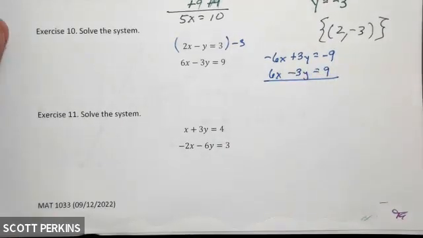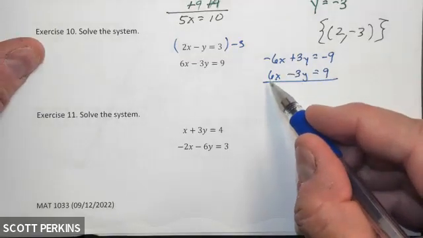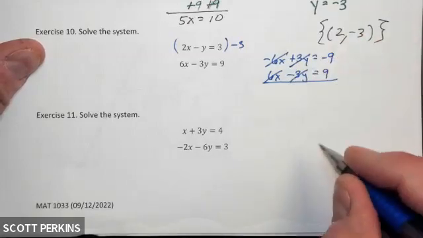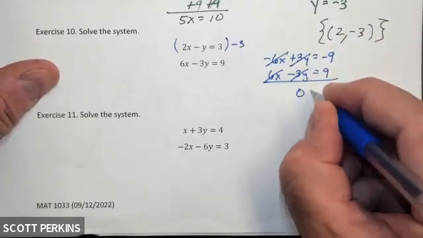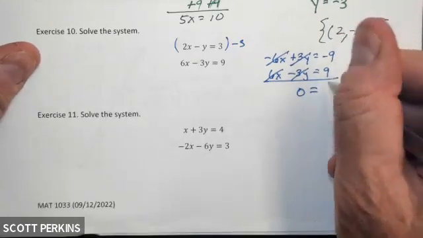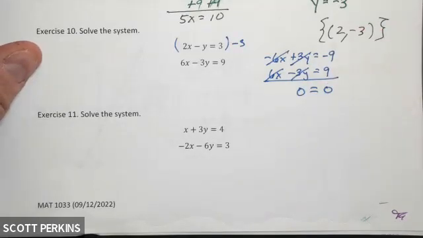And then notice what happens when I add these two equations together. What happens to the x's? They cross out. What happens to the y's? Oh, it's a festival of canceling. Yes. And so I have 0 on the left. And then what happens on the right of this one? -9 and 9, they cross out. They're 0 too. So I end up with this statement here, 0 equals 0.